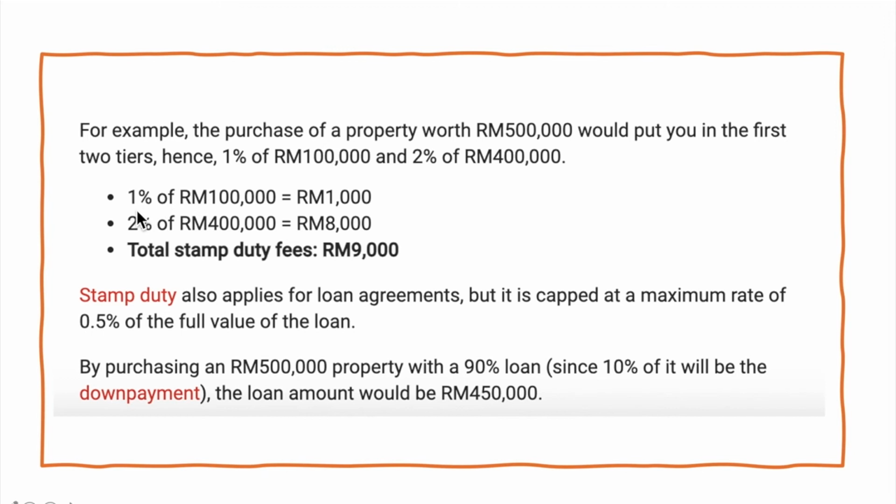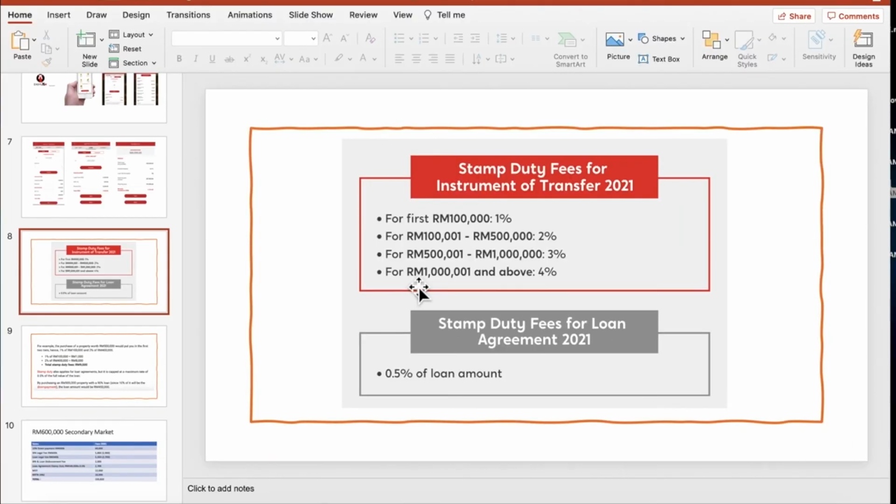So it comes to 1% of the first 100,000 is 1,000. 2% of the next 400,000 is 8,000. So total stamp duty you have to pay is 9,000. All right, 9,000. Okay, so let's do an exercise. If your property price is 600,000, how much?